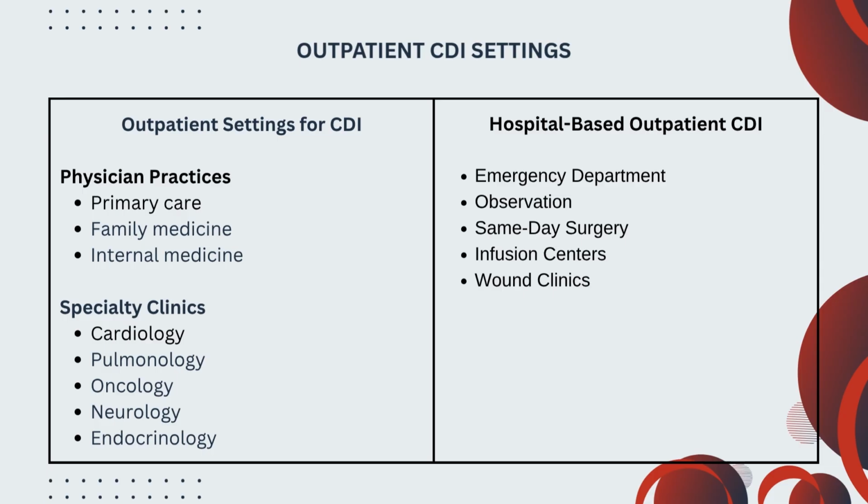This slide shows outpatient CDI settings, hospital-based and outpatient-based CDI. Outpatient settings for CDI include physician practices, primary care, family medicine, internal medicine. It also includes specialty clinics like cardiology, pulmonology, oncology, neurology, endocrinology. While hospital-based outpatient CDI includes emergency department, observation, same-day surgery, infusion centers, wound clinics.